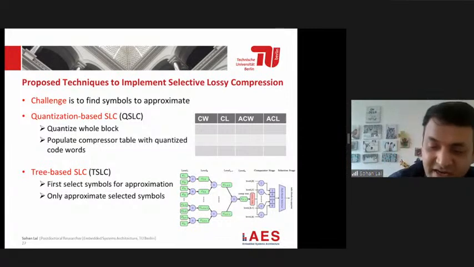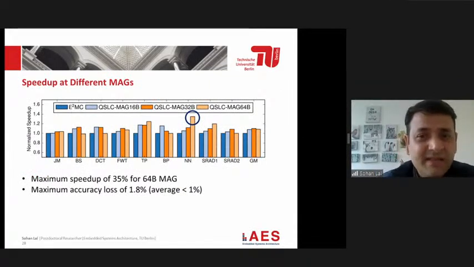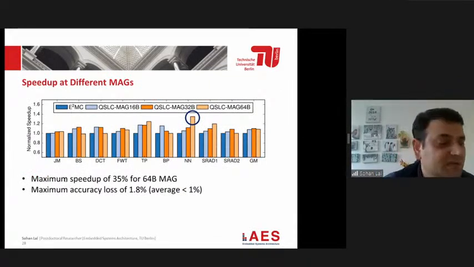These have interesting trade-offs, which again I'm not going into detail. If we look at the results, what we gain from this technique, then this technique can give us a maximum speed up of 35% for 64 byte memory access granularity. The key advantage of this technique is the maximum accuracy loss is 1.8%, and on an average, it's less than 1%.